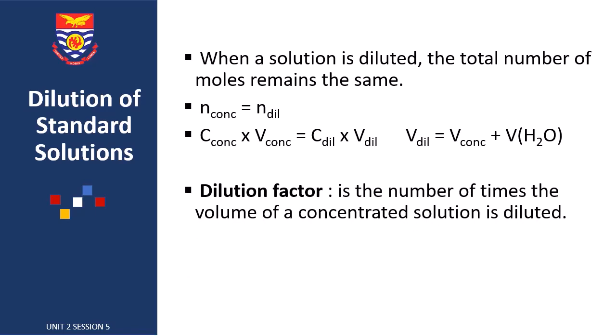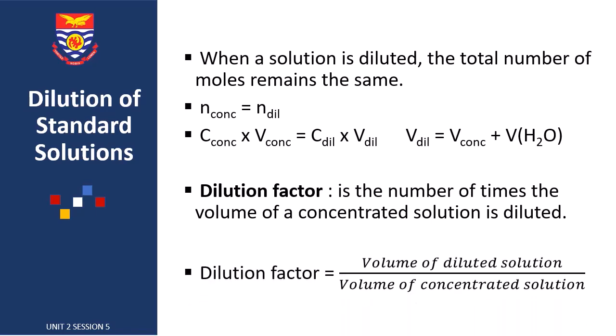We proceed to look at dilution factor, and with this we are talking about the number of times the volume of the concentrated solution is diluted. So the relation is given as dilution factor being equal to the volume of the diluted solution divided by the volume of the concentrated solution. Sometimes you can define dilution factor in terms of concentration, and that one is going to be the concentration of the concentrated solution over the concentration of the diluted solution.